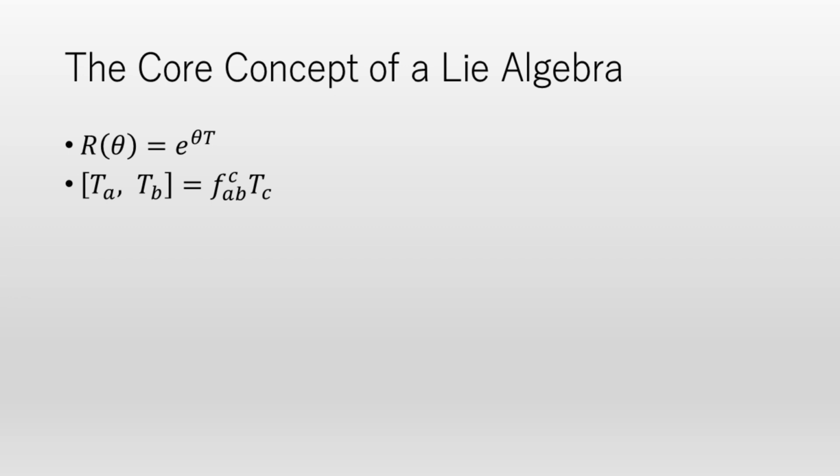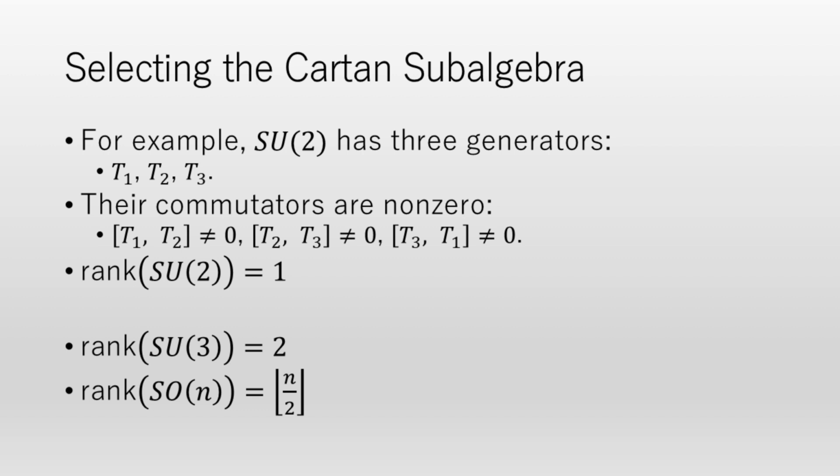For most applications in particle physics, the Lie algebra is the main object of interest. The next question is how to organize the generators of a Lie algebra. We begin by selecting the largest possible set of generators that commute with one another. These generators form the Cartan subalgebra. If there are R independent commuting generators, the algebra is said to have rank R. Let us look at a few examples to see how this works.